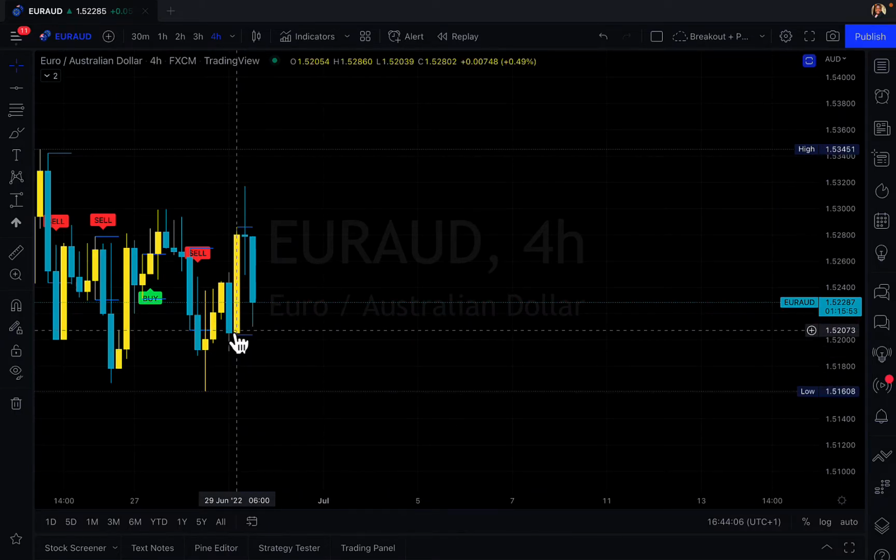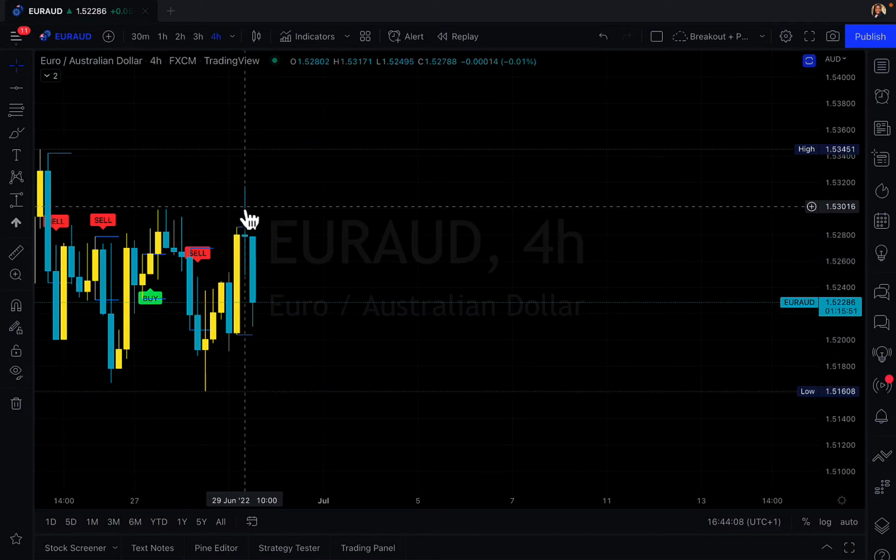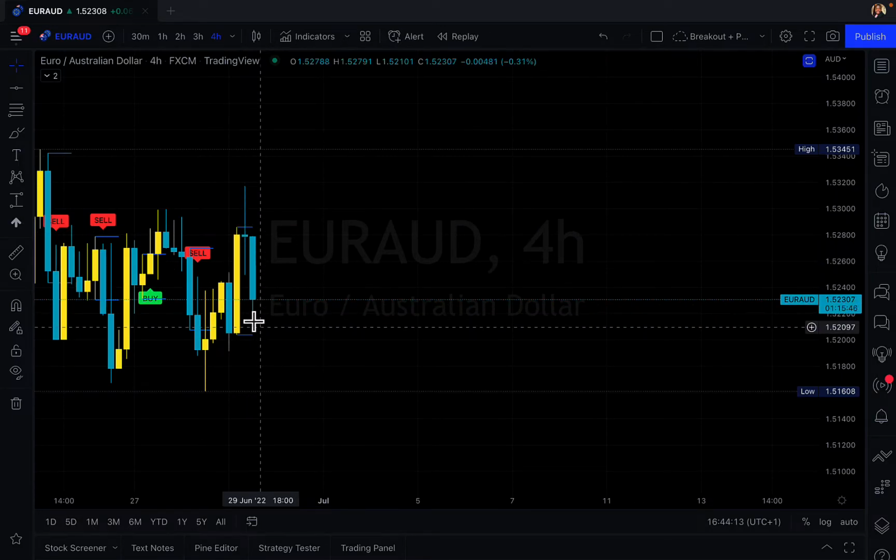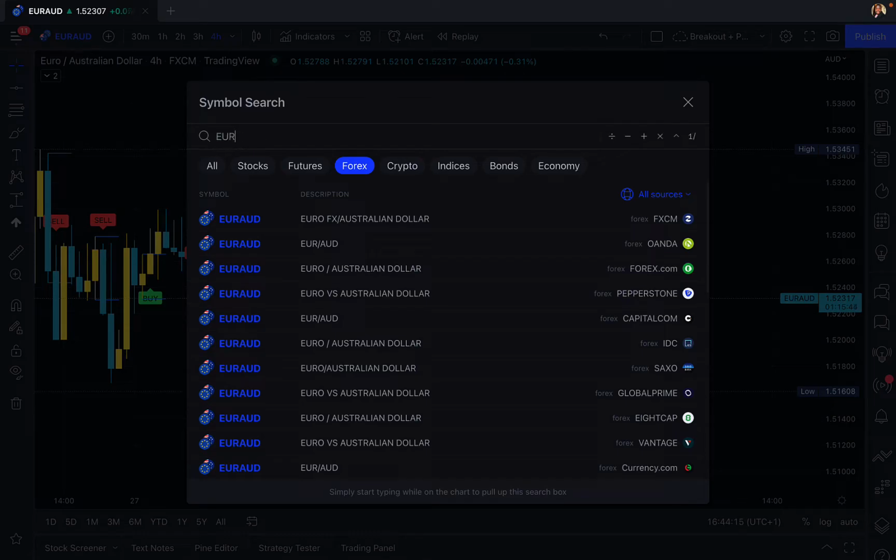So you can see here, EURUSD from 6 until here, 10, right? At 10 o'clock, it started selling. Great example. Let's look at another one. Let's look at EURCAD.